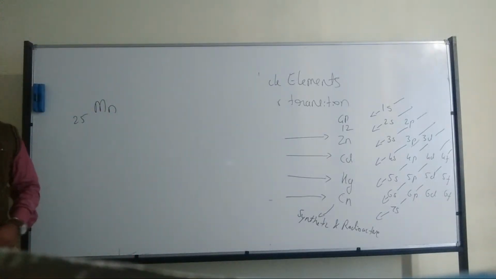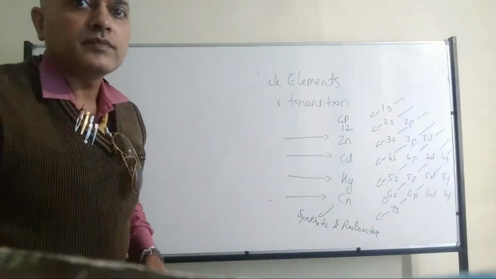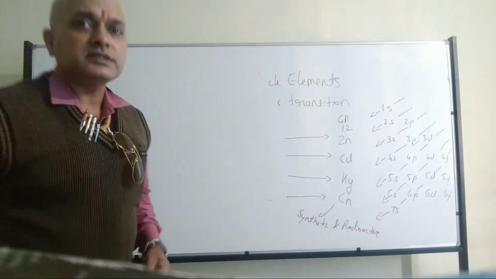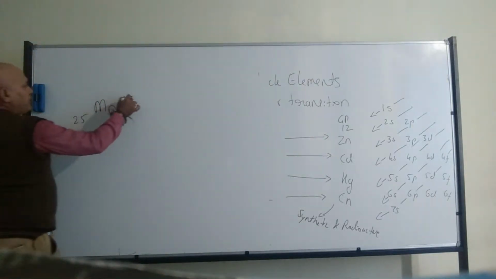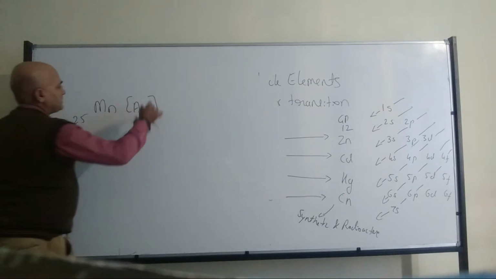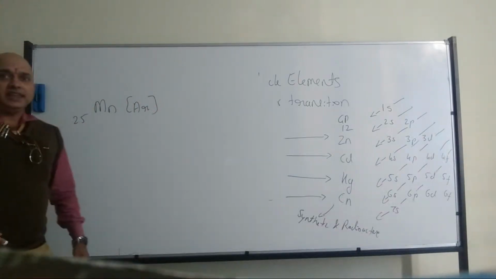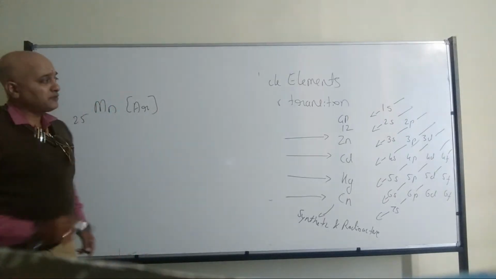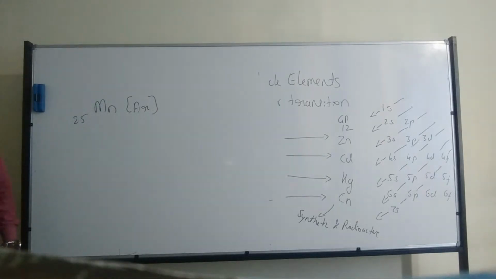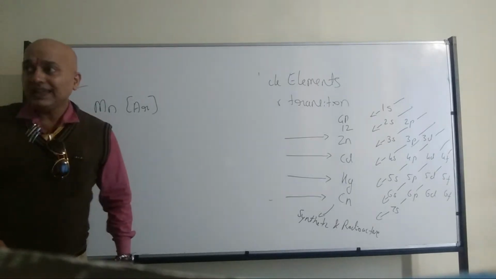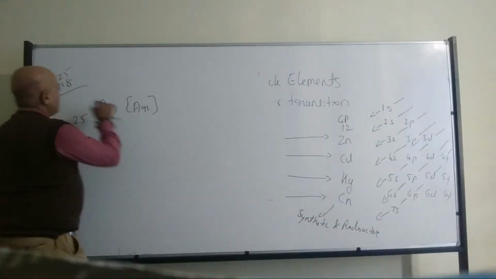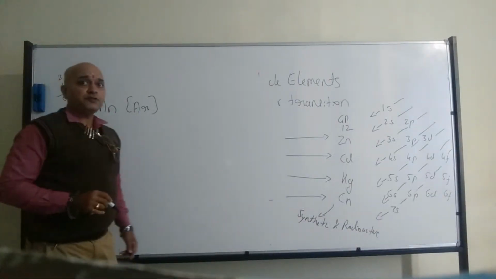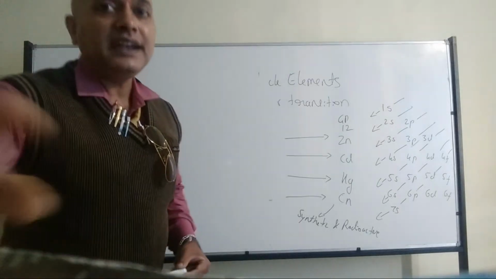All of you have written? Fast, fast. Naturally, we should take the help of argon. Argon means up to 3p is done. What is left over? Argon's atomic number is 18. So 25 minus 18, how much will it be? It will be 7. Right? So in that case, we have to fill those electrons in their d and s subshells.